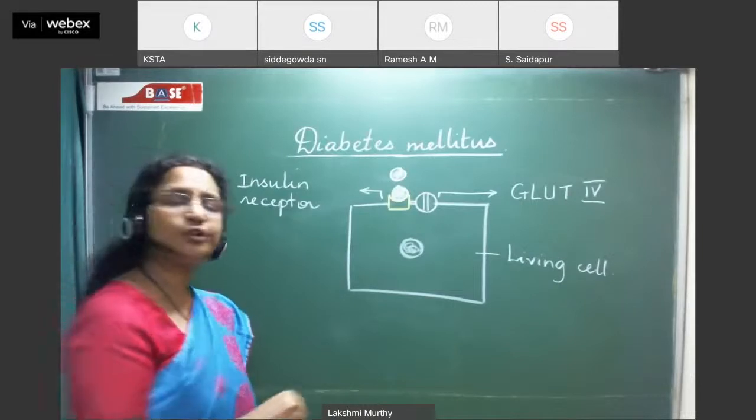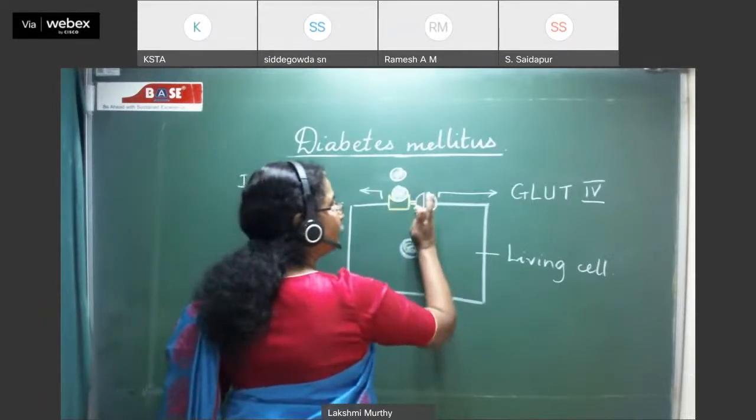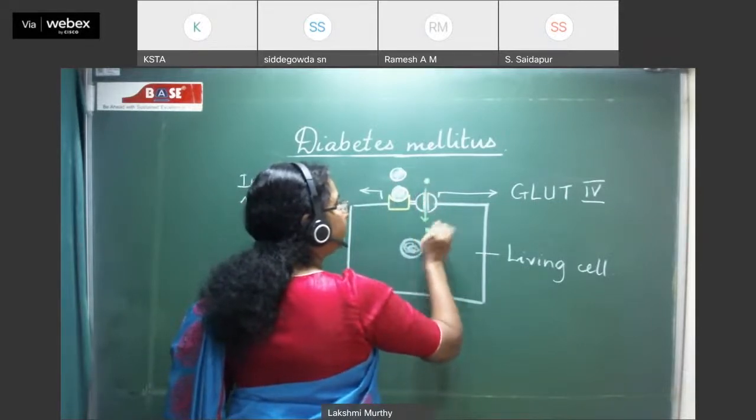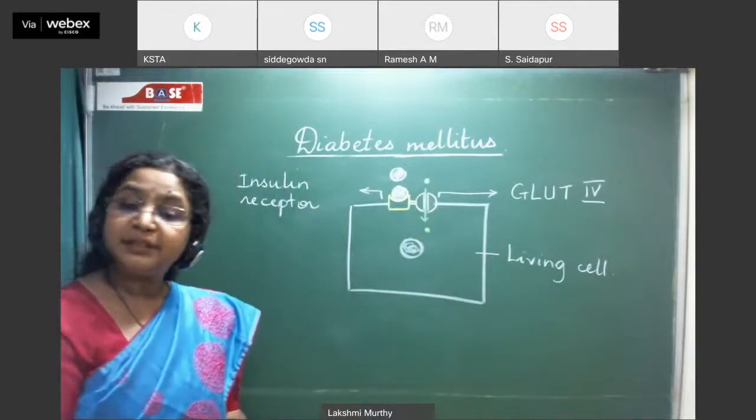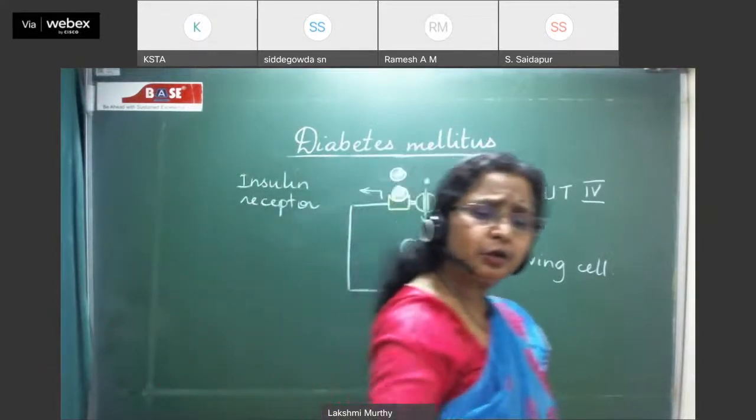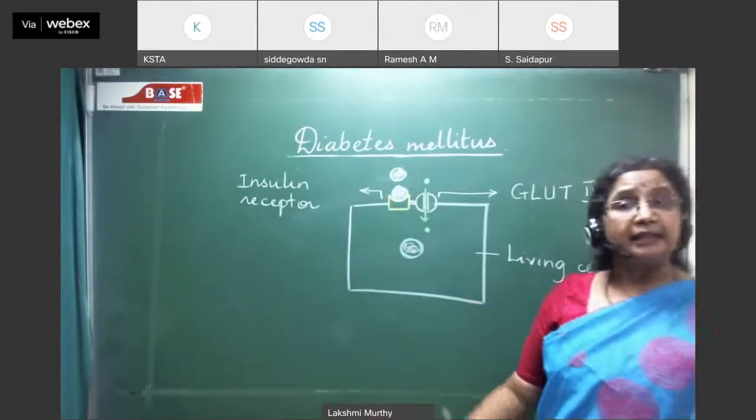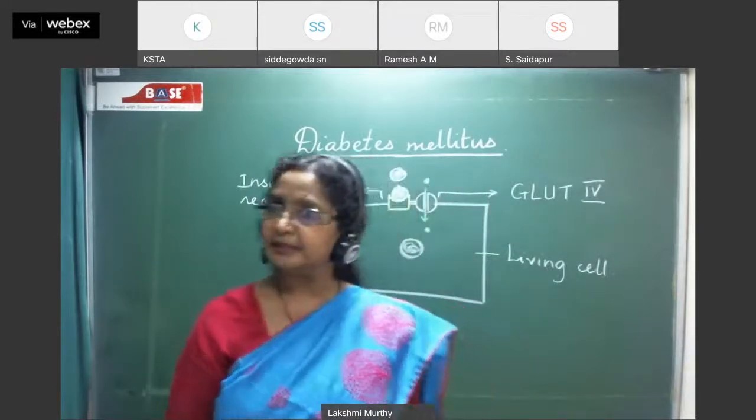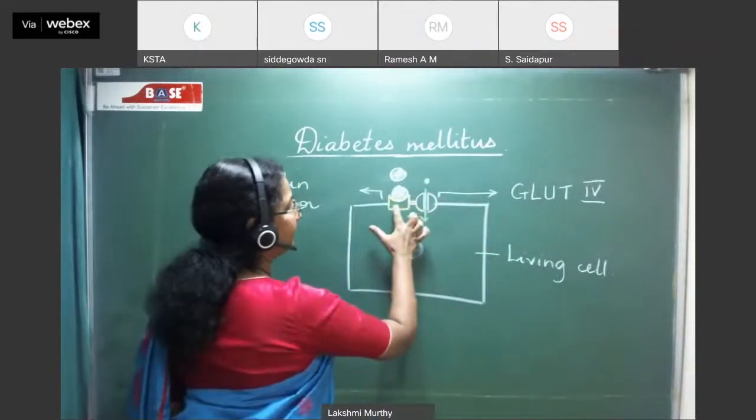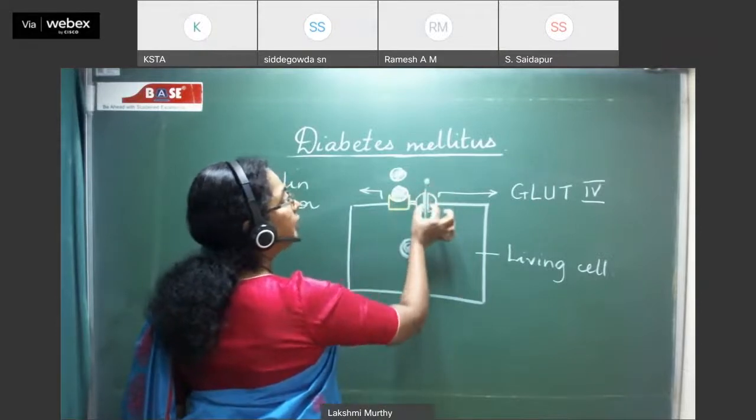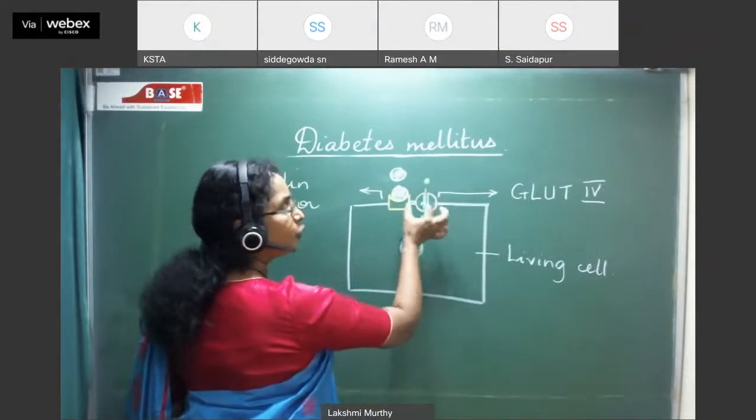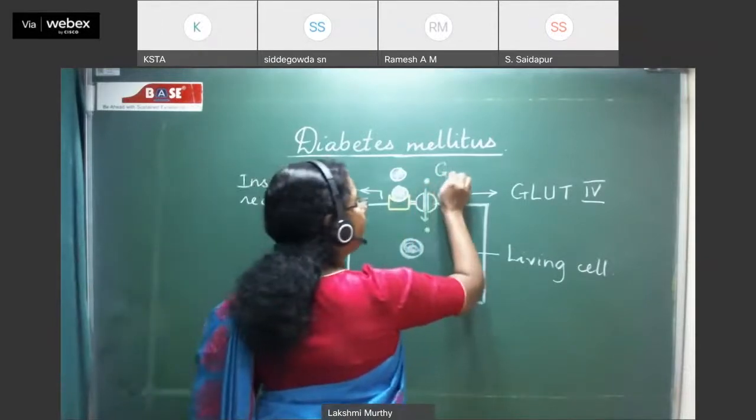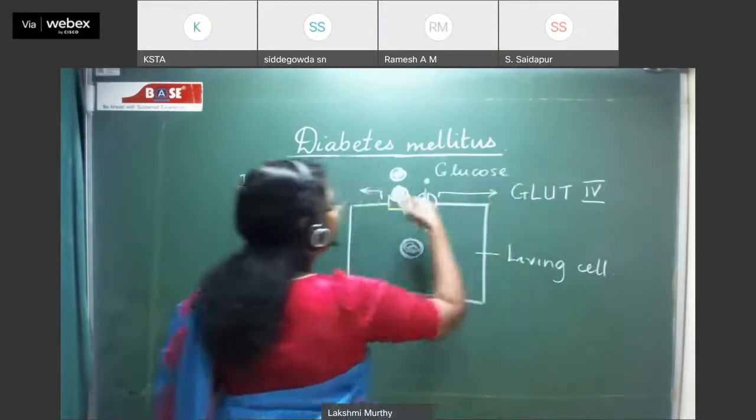As soon as the GLUT4 transport molecule is activated, it opens up the channel so that glucose can be absorbed, right? PUC students, don't think that GLUT4 is outside information, it is there in your textbooks, in the biomolecules chapter, okay? So insulin binding to the receptor is going to make sure that the GLUT4 transporter opens up, and glucose, the green dot there, can be transported into the living cell.